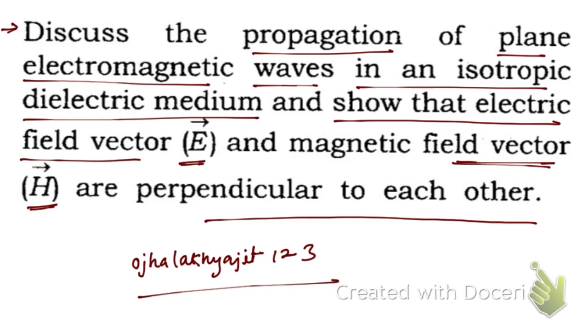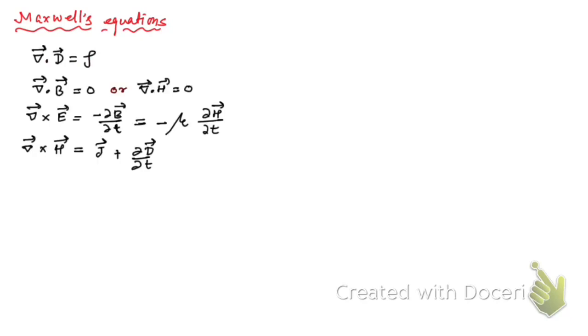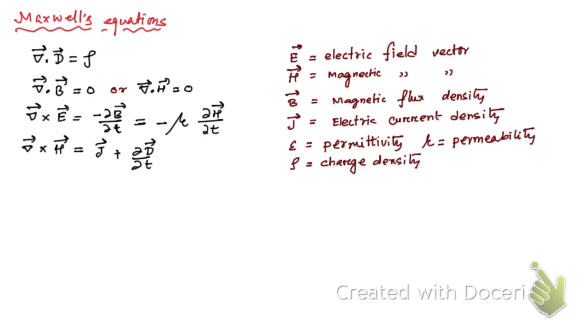So now let's start. We're going to start with Maxwell's equations. Let me write the Maxwell's equations first. So these are the Maxwell's equations, and let me write the meaning of the terms we're going to use here. Let me mention one more thing: this is conductivity. Okay, so these are the Maxwell's equations.